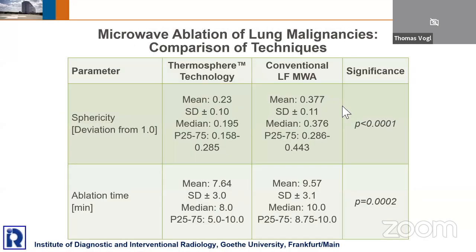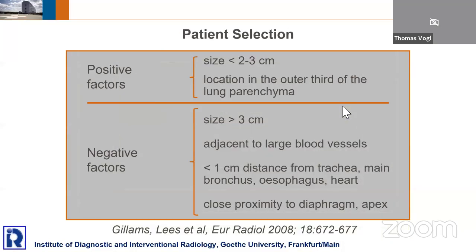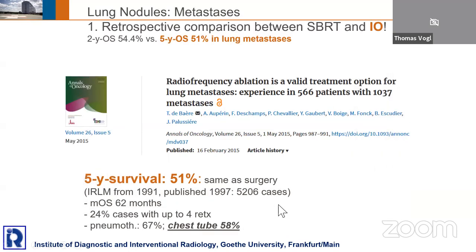This is again shown here. And so for patient selection for thermal ablation of the lung, we go for a size up to 3 centimeters. The bigger ones we chemoembolize before. Positive is the outer third of the lung parenchyma. Negative, of course, is a location near the trachea. Close proximity to the diaphragm is also a problem.